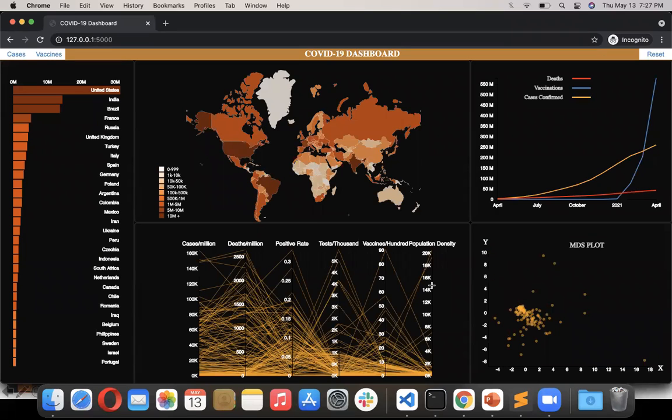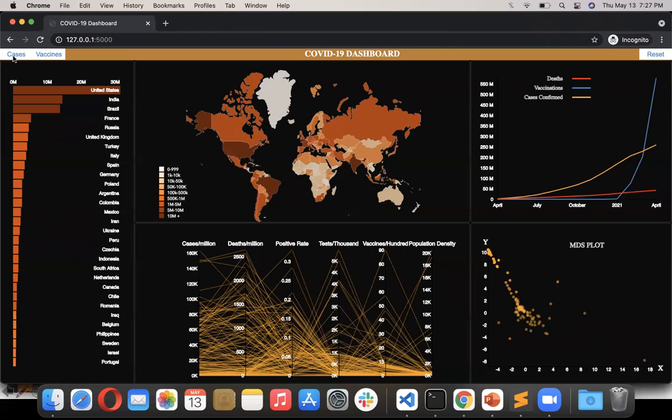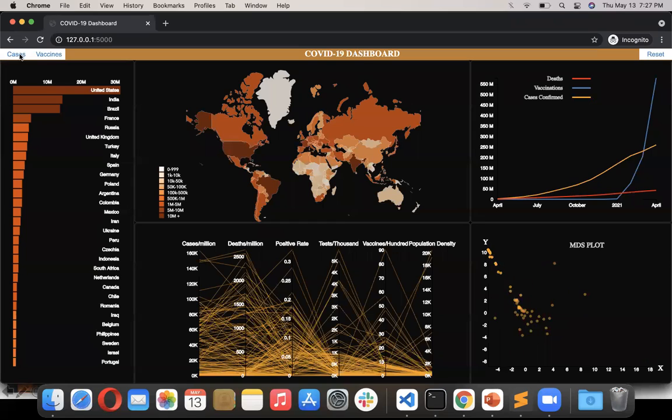So this is the launching page of the dashboard. Here we have two main features. One is the cases, which are shown in the orange color. When I click on the vaccines button, we'll be visualizing the data of vaccinations around the world in the blue scheme. If I switch back to cases, we'll be showing the cases information, and this is the vaccines information. In this way, we are trying to give the user the feasibility of understanding any country or any scenario in terms of the cases that are being spread and also the vaccinations that are being administered.